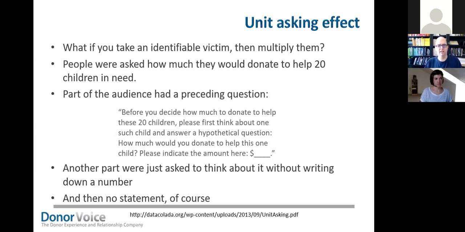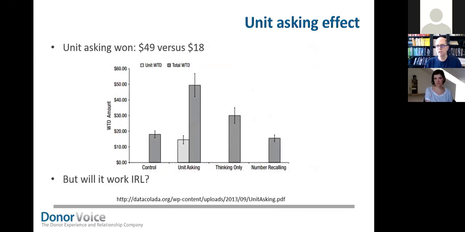And then there's simply doing the ask, like we would traditionally do for a group of 20 children, the control, without a unit ask in this hypothetical example. So asking someone to literally write down how much they would do to help one child, and then asking how much they would give, significantly outperformed thinking about it alone, which significantly outperformed the control.